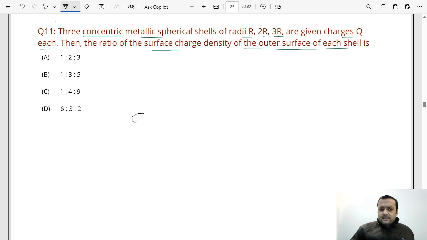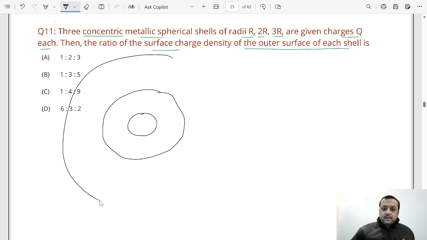So look, let's say there's a shell of radius r, then a shell of radius 2r, and then a shell of radius 3r. I have done a good job in drawing the circles. So this is of radius r, this is of radius 2r, and this is of radius 3r. Now each shell was given charge q. That means I give charge q here, q to this as well, and q to this as well.